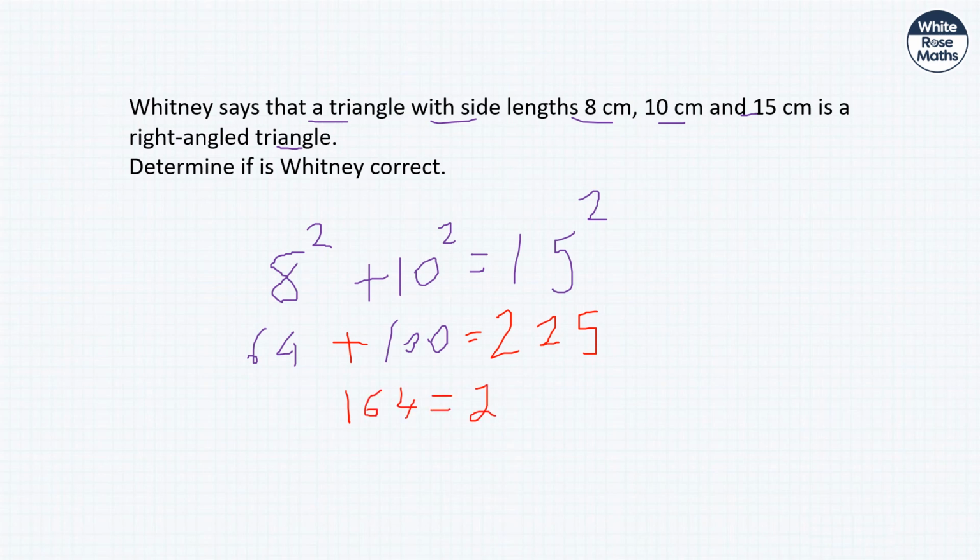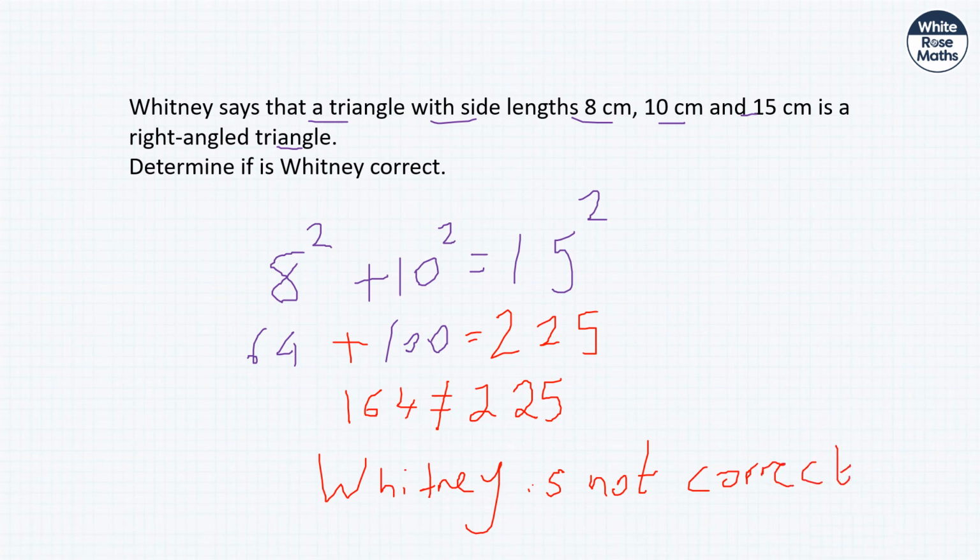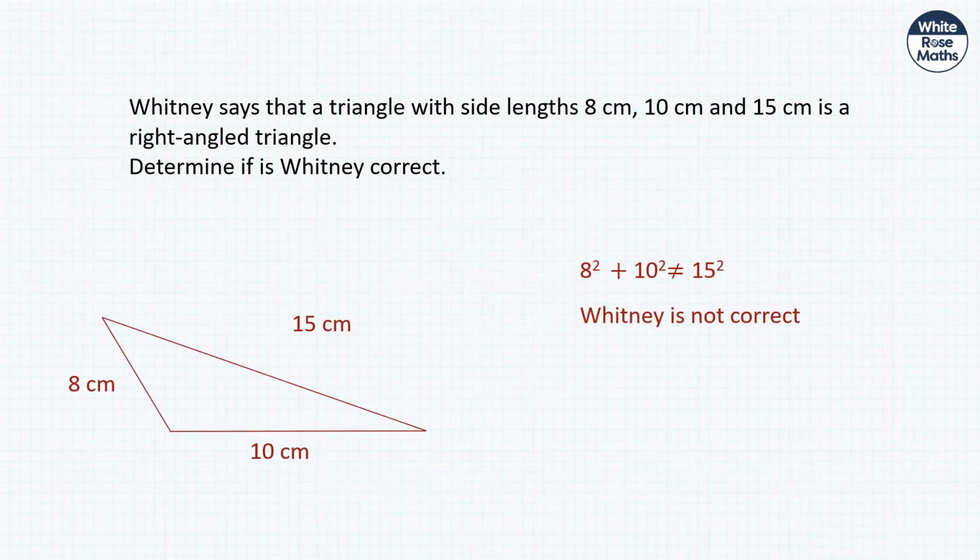So does 164 equal 225? It doesn't. Therefore Whitney is incorrect. So it doesn't equal. So Whitney, what a name, is not correct. Should be an E there. Okay, there we go.